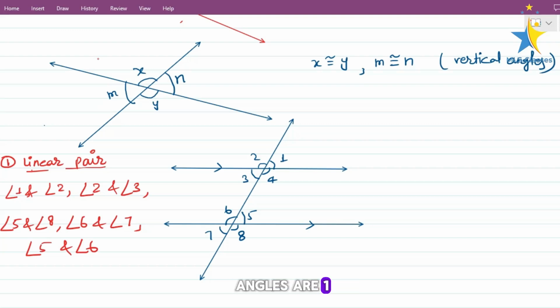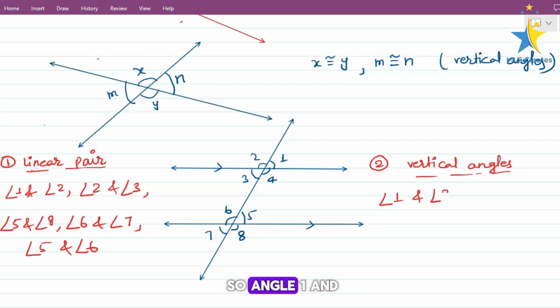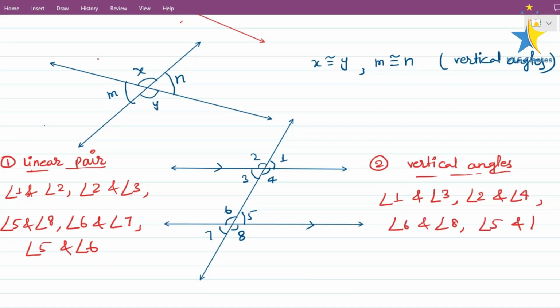As we have already discussed, the property is that the sum of these angles is 180 degrees. Second, vertical angles, which we have already discussed. The vertical angles formed here are angle 1 and angle 3, similarly angle 2 and angle 4, angle 6 and angle 8, and angle 5 and angle 7. These are the 4 pairs of vertical angles.